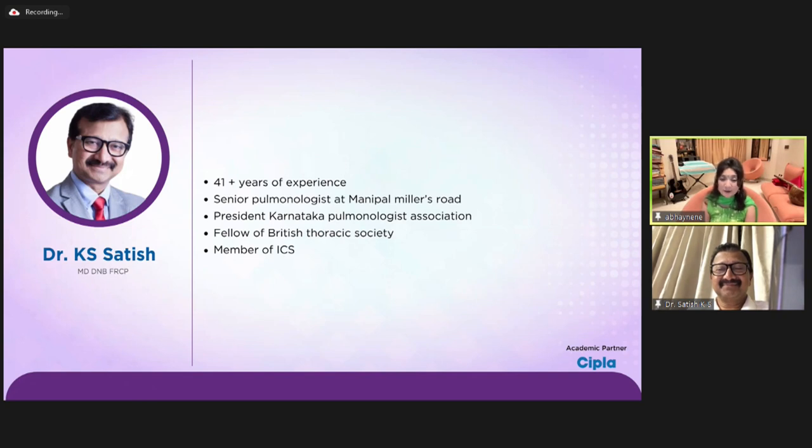He is the senior pulmonologist at Manipal Millers Road Hospital. He is the president of Karnataka Pulmonologist Association. And I must say that he has been the president of the KPA forever, and nobody is ready to let him resign or let him step down.